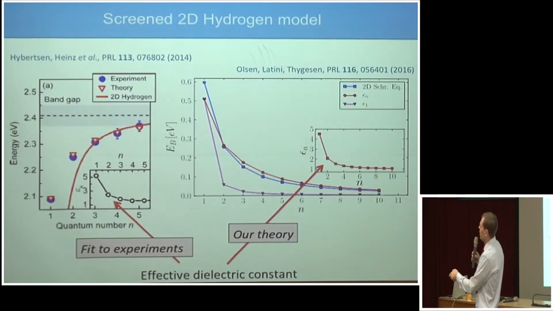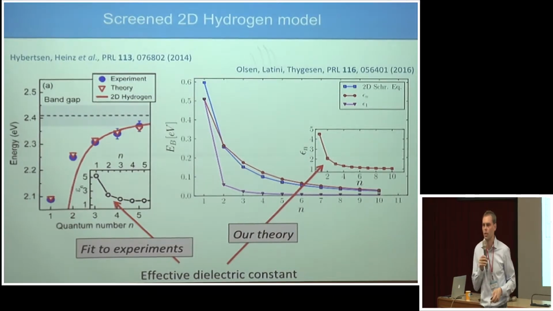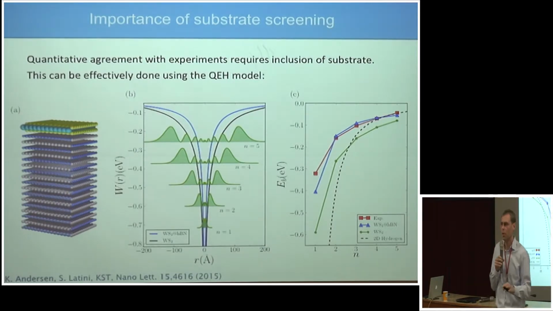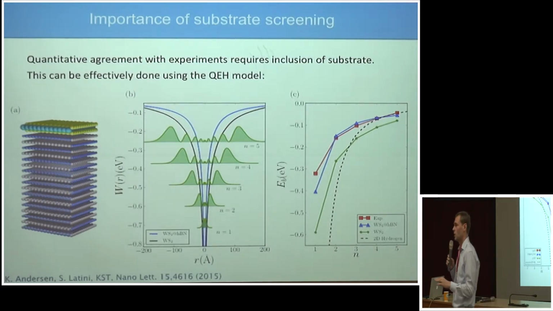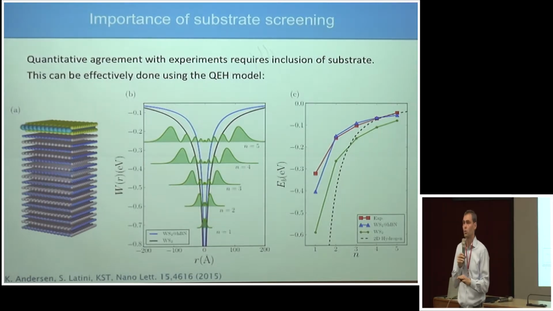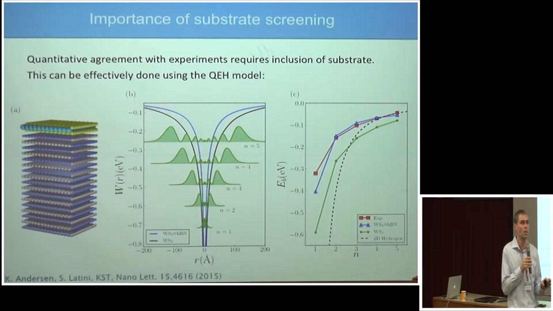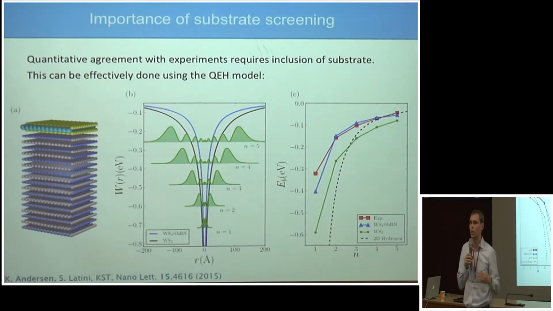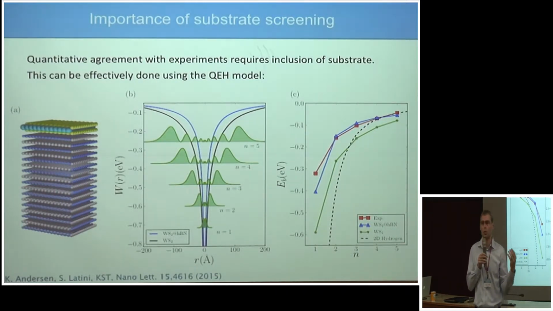With this example here, this was fitted to the experiment. What we can do now is calculate this ab initio, and you see that there is a very good agreement with the fitted values. Just to stress the effect of the substrate: in the experiments, they use silicon oxide as a substrate. With the QEH model, we can only treat layered structures, but it turns out that hexagonal boron nitride has a dielectric constant that is very similar to silicon oxide. So if we put the tungsten disulfide on a substrate of hBN, we can include the effect of the screening from the substrate using the QEH model.